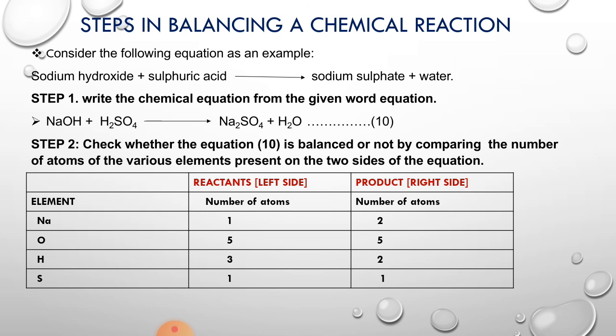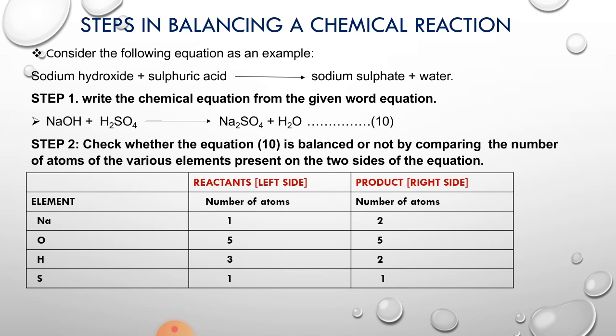First let's look at the left hand side. For Na, the number of atoms is 1, only 1. But on the product side, the right hand side, the number of atoms of Na is 2. On the left hand side it is only Na, here on the right hand side it is Na2. So the number of atoms is 2.